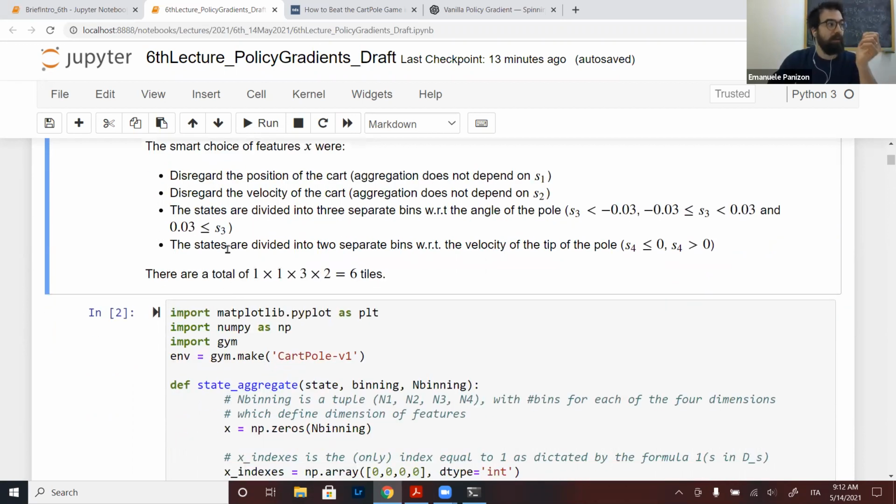Okay, and then the last binning was that we divided the states depending on the velocity of the tip of the pole, which is essentially a proxy for the angular velocity. And we divided it by 2. One is that the velocity is less than 0, so the tip is moving left, or the tip is moving right. So in total, we had this 4-dimensional real vector, and now we have only 6 regions.